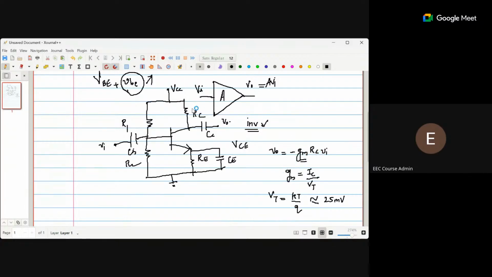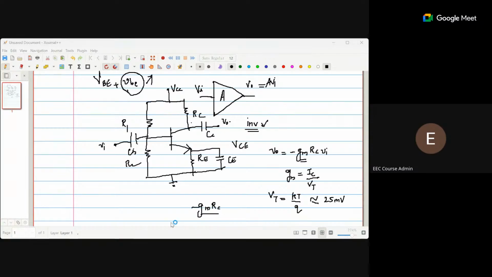So this is your RC. What do you get after eliminating that DC component of the output? At this point, you will have the output having both the DC and AC components. Once it passes through this coupling capacitor, you will have only the signal part at this terminal. So V naught will be minus gm RC vi. So the small signal gain is minus gm RC. Then what else had you learned? Yes, gm is IC by VT.